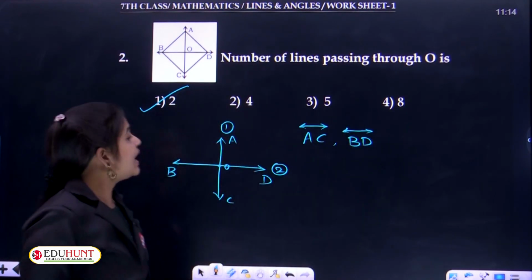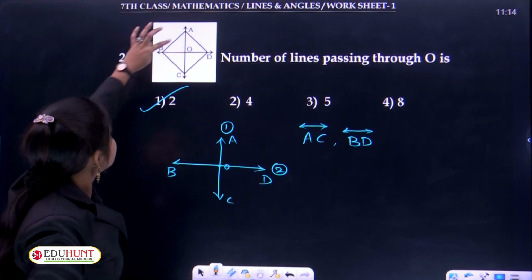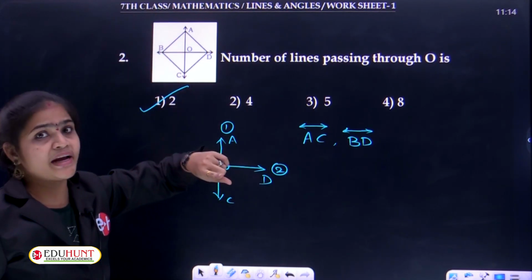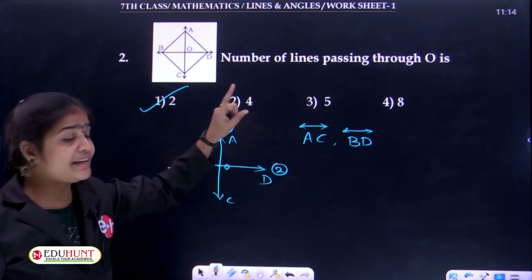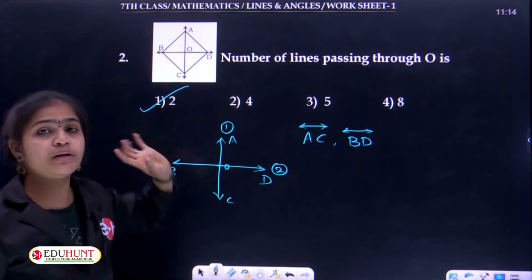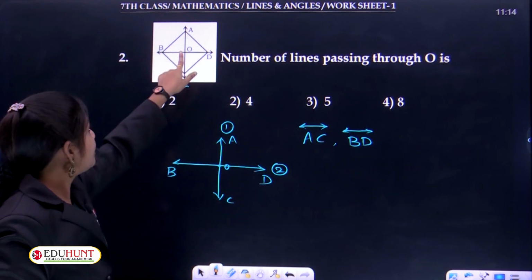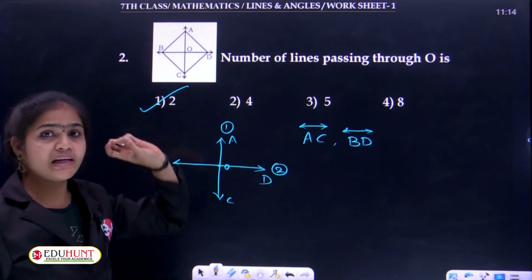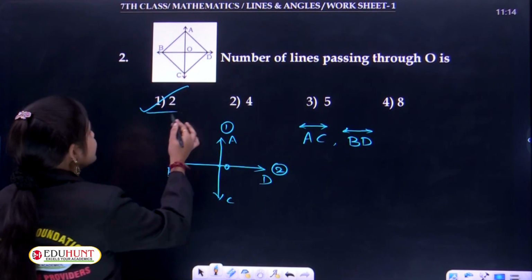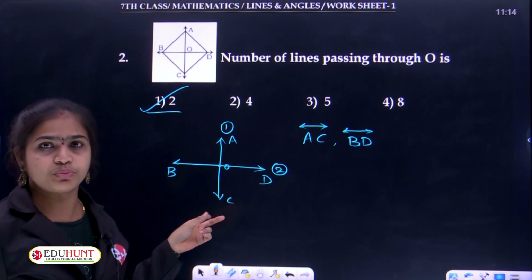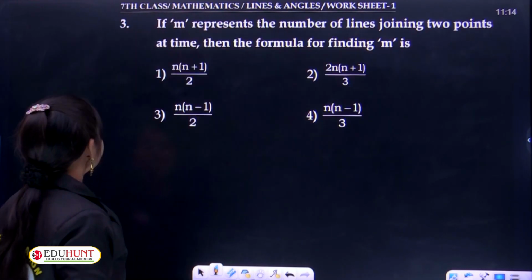Understood? Here you may have the doubt: AB is also there. No, AB is a line segment, but that is not a line and that is not passing through that O. Through that point O, here we are having only 2 lines. Then what is the answer? Answer is option 1, 2.